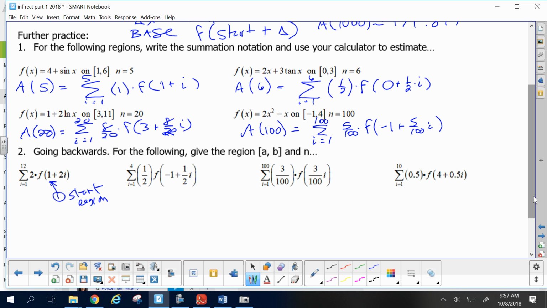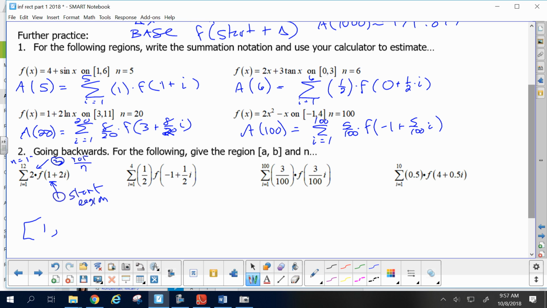Okay? I know that the region starts at 1. This kind of tells me a little. Does that mean the region is 2 wide? Oh, it doesn't. Doggone it. What goes into that calculation is the total region divided by n. So I'm going to find n next.